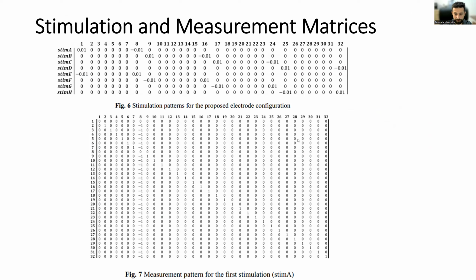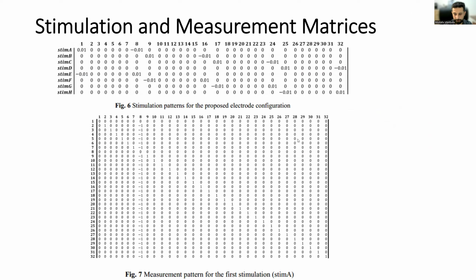The measurement pattern for stimulation A is also represented by a 32 by 32 matrix in figure 7. In this figure, the numbers in the top row indicate electrode numbers from 1 to 32, whereas the numbers in the first column indicate individual voltage measurements. Again, starting from 1 to 32, of course.